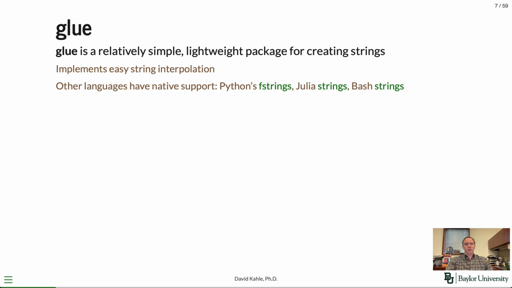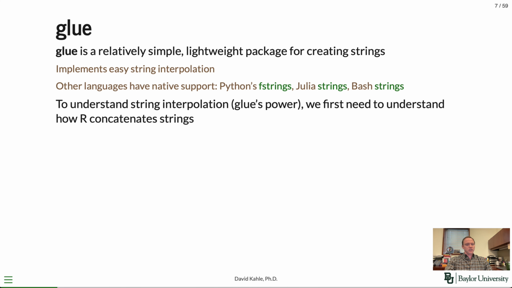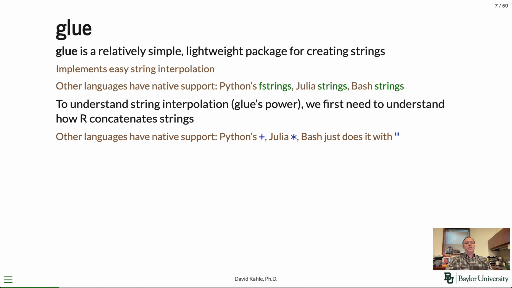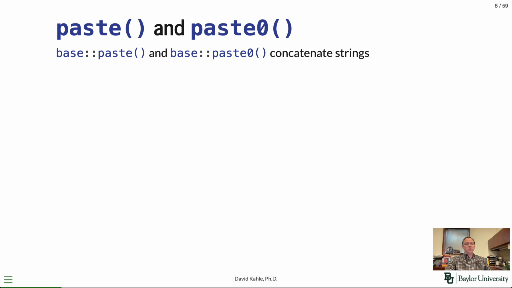So Python has a concept called f-strings, Julia has just its regular strings, and Bash has strings as well, in that kind of weird way that Bash does. And to understand how string interpolation works, we first really need to know how to create new strings by combining other strings, okay? In Python, again, these are built in with the plus operator, Julia times, and Bash just does it by putting quotes together. R concatenates things with paste and paste0. So let's see how these work.